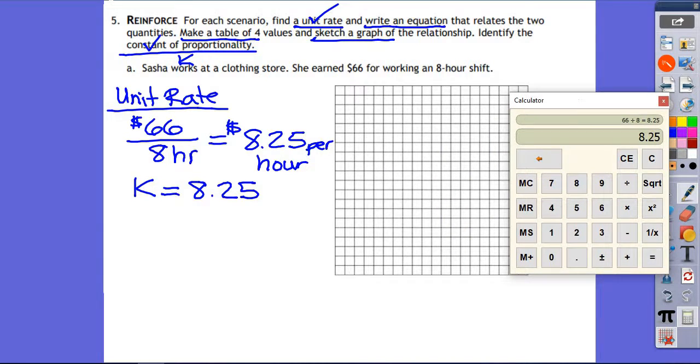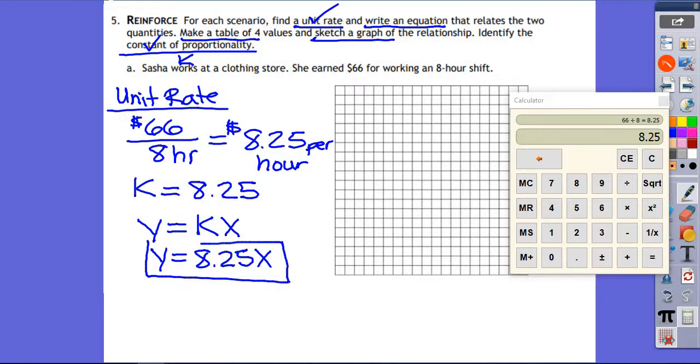Now I want to make an equation. We wrote a sticky note in one of our lessons of how to write an equation. It was in the form of y equals kx. Well, do I know what K is? It's 8.25. So now I can write an equation, y equals 8.25x. That's my equation. That's all I fill in. So that's checked off my list.